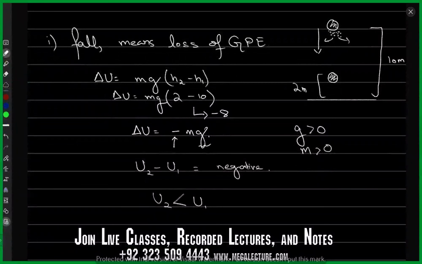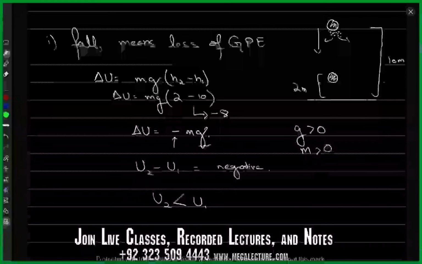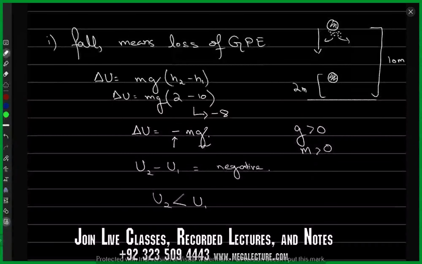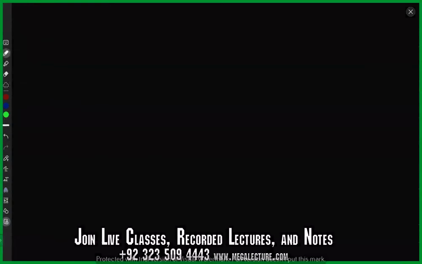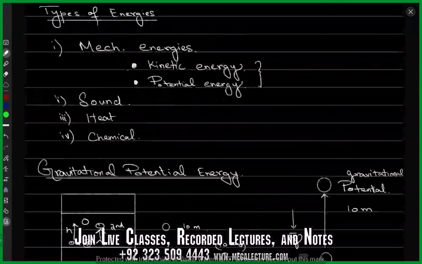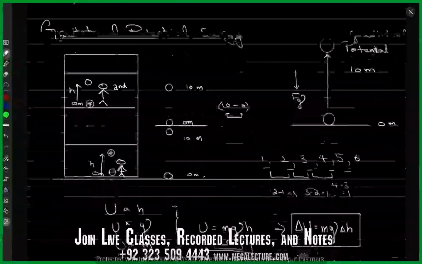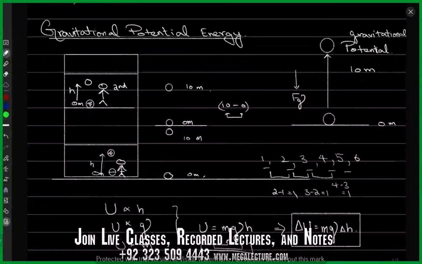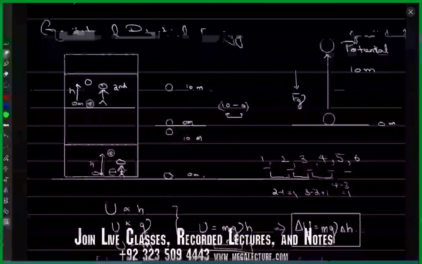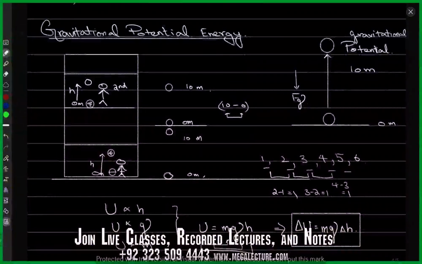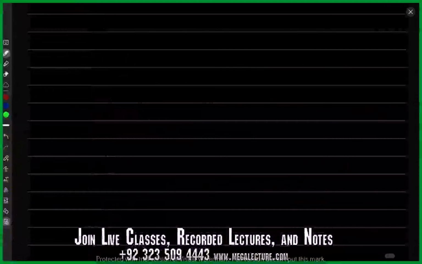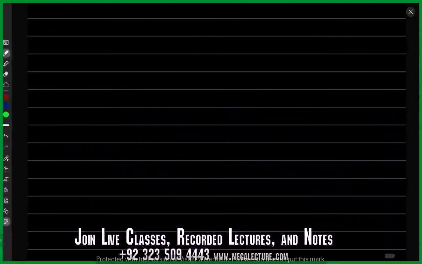All right. Okay. So last time we talked about energies, right? And we were discussing gravitational potential energy. These were mechanical energies, right? So gravitational potential energy and kinetic energy fall under that category. And so the type of potential energy that we were discussing was gravitational potential energy. And today, let's start with another type of potential energy, that is the elastic potential energy.